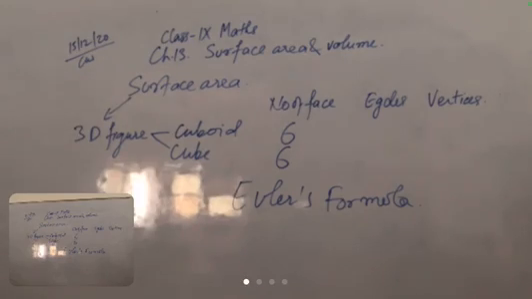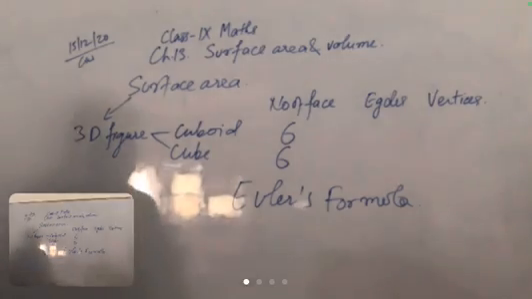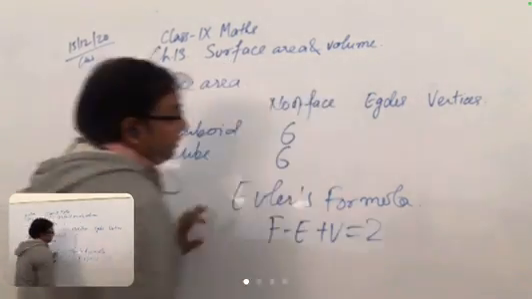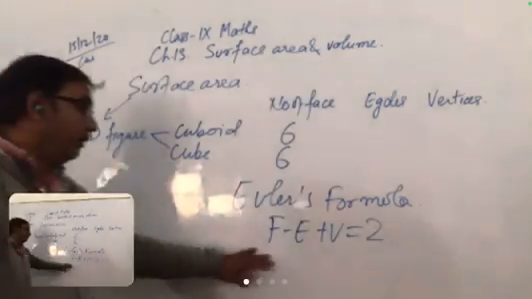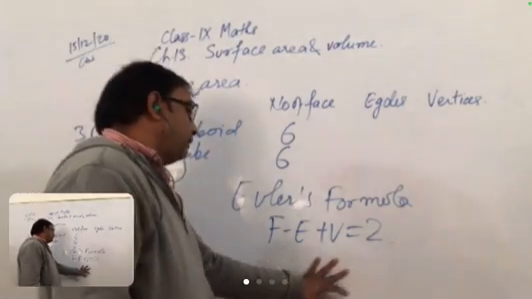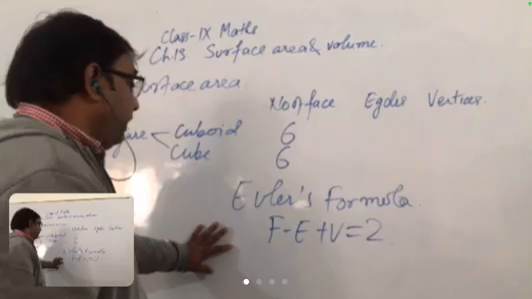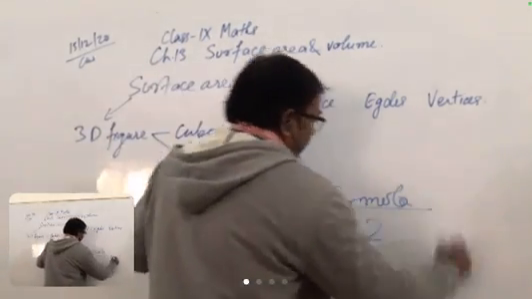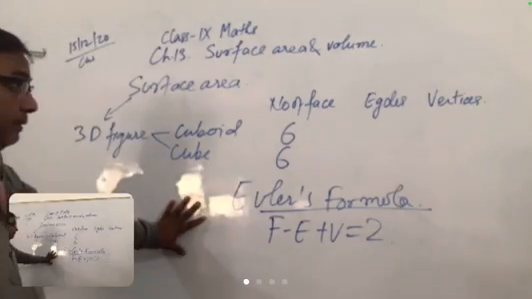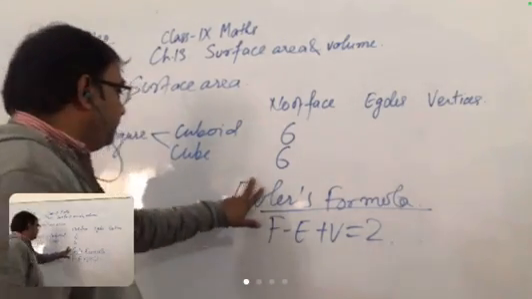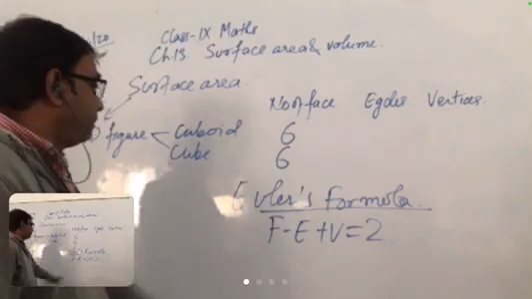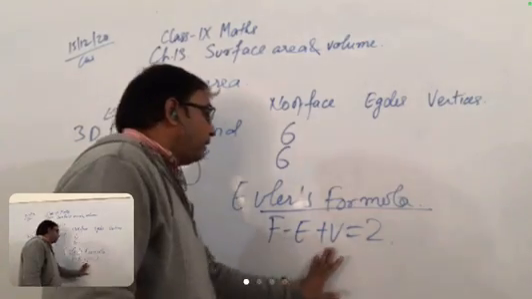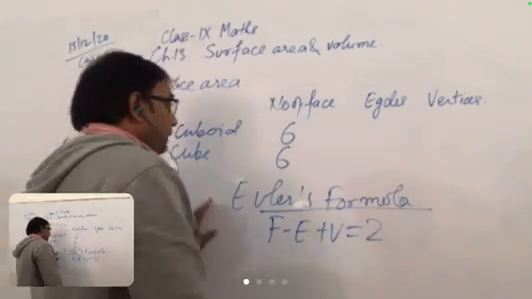When we add the number of faces with the number of vertices, and subtract the number of edges, then we get 2. This is called Euler's formula. Is it visible to everyone? Number of faces minus the edges plus the vertices is equal to 2. I just recalled this with you because I think some children in this class may have forgotten this formula. So this is a recap of Euler's formula: F minus E plus V is equal to 2.